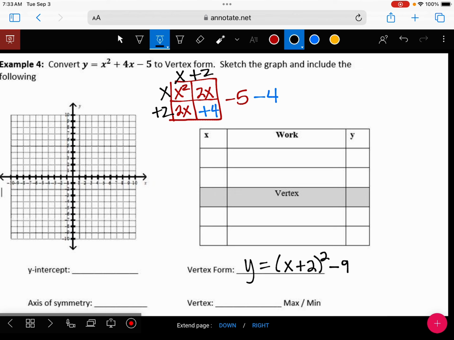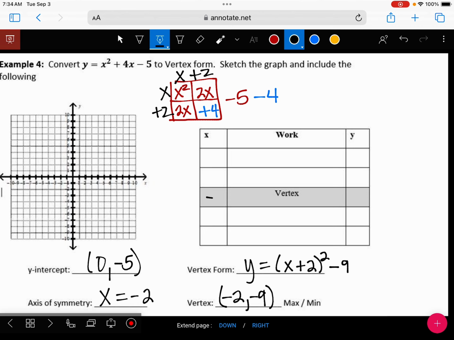So where would our vertex be? That's the tricky part. Toby, what do you think? Where is our vertex going to be at? Negative 2, what else? Yep, who agrees? Negative 2, negative 9. Axis of symmetry is at x equals negative 2. And then our y-intercept, where is our y-intercept going to be at? Is it at 1, 4, or negative 5? Which one of these three numbers would you say, Angie? Negative 5, yep.